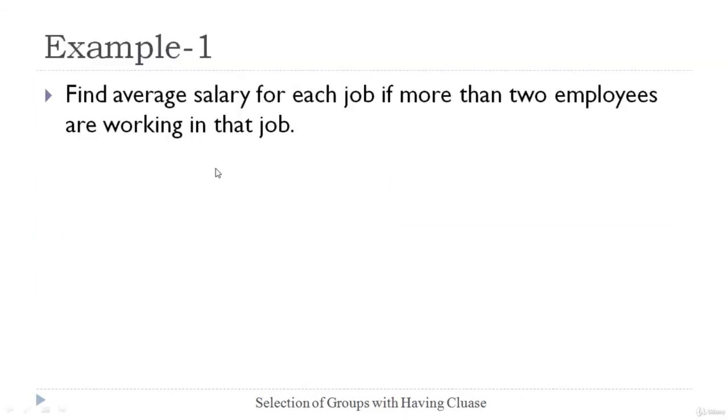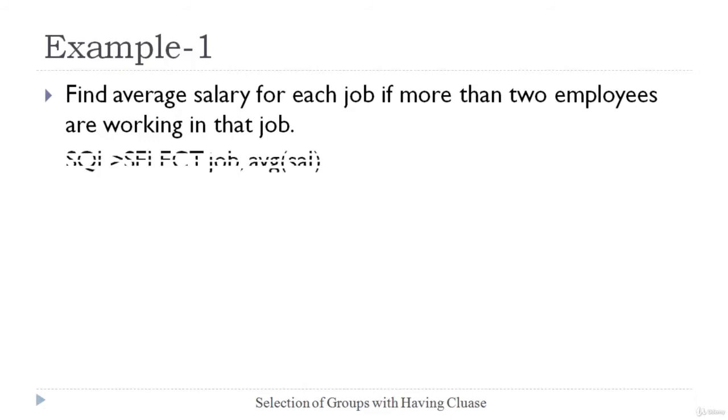Let us consider some more examples with group by and having. The task is to find average salary for each job only if more than 2 employees are working in that job. In this case, we have to make grouping on job. Then we need to find average salary. But average salary will only be calculated if there are more than 2 employees working in that group. So let's write the query.